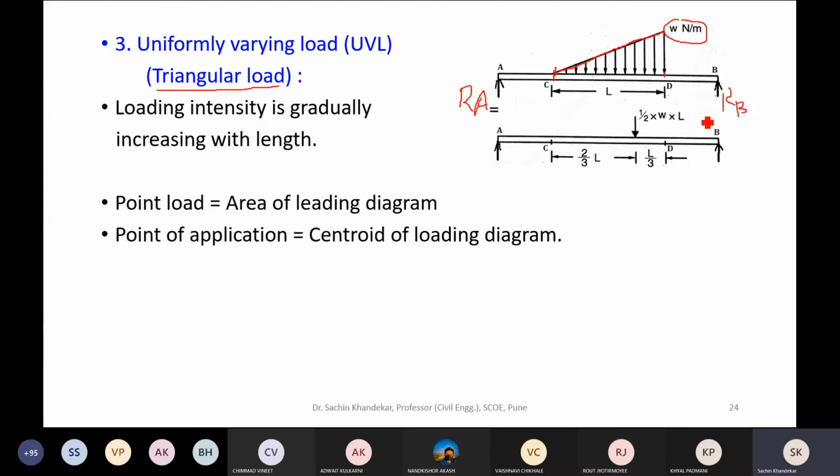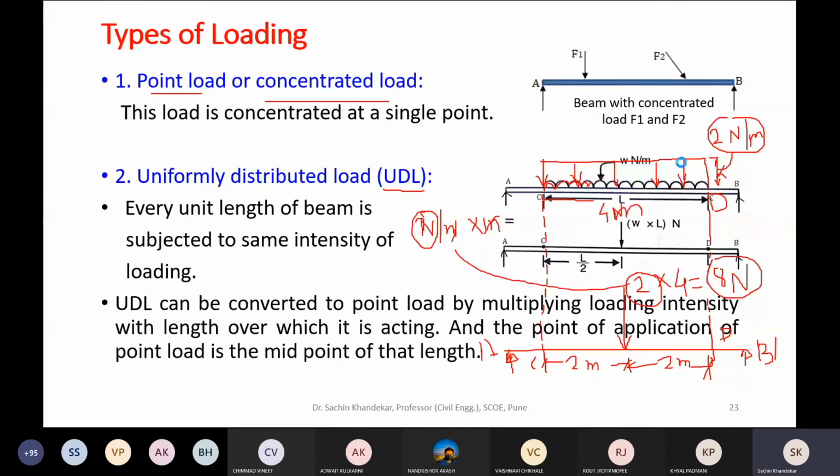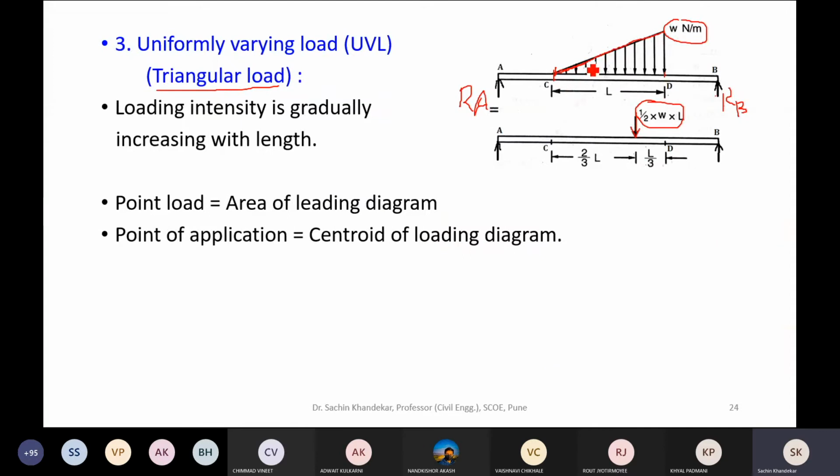To calculate the support reactions, first of all, you convert this triangular loading into a point load. So how to convert this triangular loading into a point load? Similar to the rectangular loading, you take the area of this triangle. Say suppose this L is 4 meter, for example, right? And the intensity at the other end is, say suppose, 2 Newton per meter.